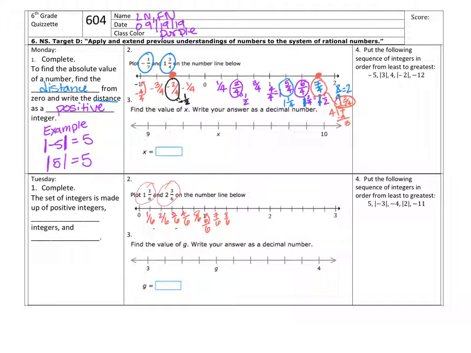Number 3 on Monday, we're going back up here, so make sure you go back to Monday, number 3. Find the value of x. Write your answer as a decimal number, as a decimal. So let's look here. We have 9, and then we have 10. So how many ticks are between 9 and 10? 1, 2, 3, 4, 5, 6, 7, 8, 9, 10. Okay, so there are 10 ticks between them. So we know that it's divided up into tenths. So a tenth in decimal form is right here.